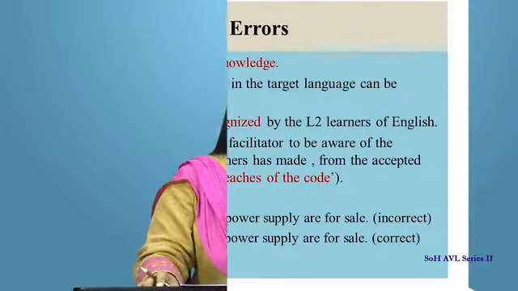For example, a sentence like this, the computer and it's power supply are for sale. Now here it apostrophe s is an incorrect usage because it implies it is. However, the correct answer would be the computer and its power supply are for sale, where it does not use an apostrophe s.